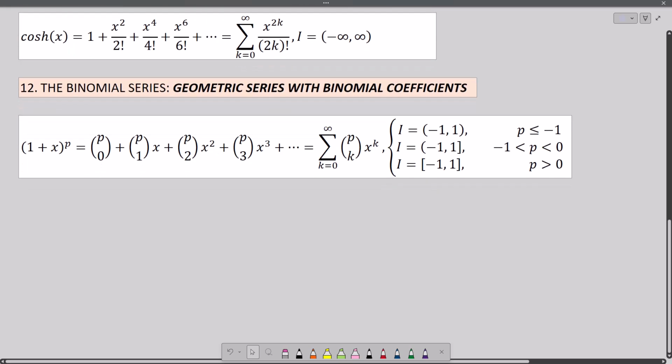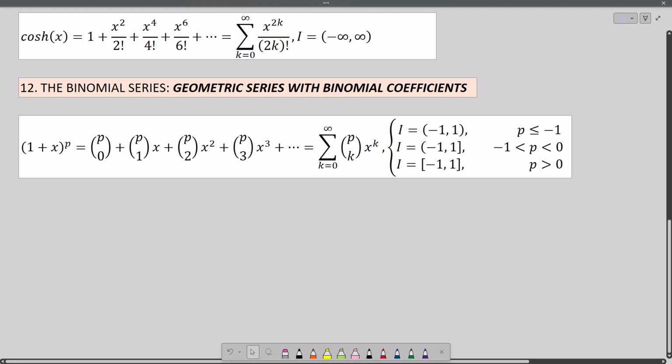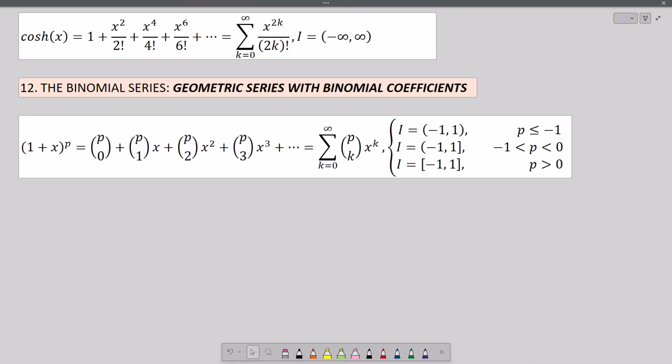And then this is the new one. So this is going to be the hard one. We're going to do it today. This is called the binomial series. But what I want you to focus on is that this is just the geometric series with binomial coefficients. So we have to figure out the binomial coefficients. We've talked a little bit about factorials, and we'll talk about that today.